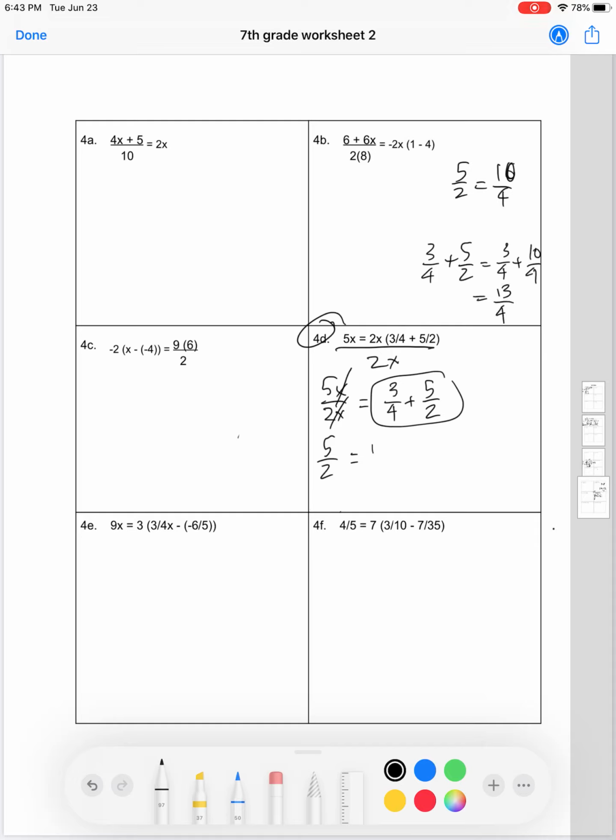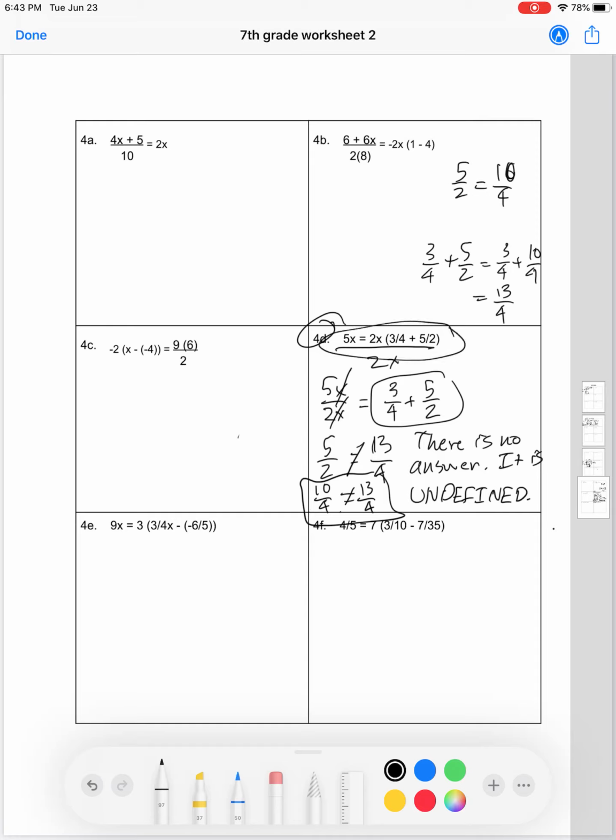13 over 4. Is 13 over 4 equal to 5/2? No, because even if we use the common denominator, 10 over 4, because that's the same thing, it's still not going to be the same thing. So what does this mean? This means that there is no answer to this equation. It is undefined. Because there is no answer to this equation. 5x is not equal to 2x times 3/4 plus 5/2.